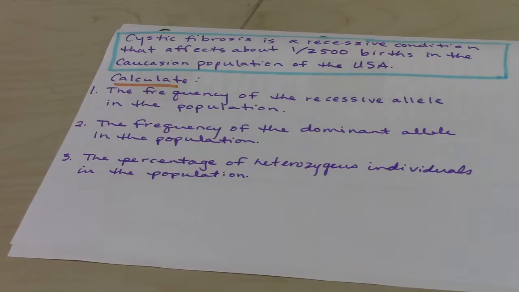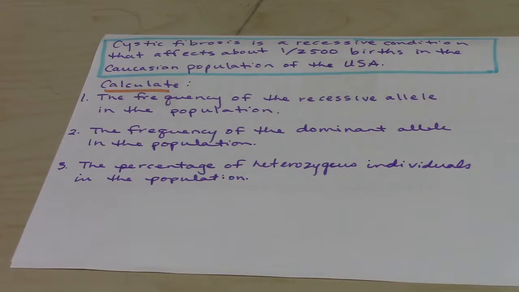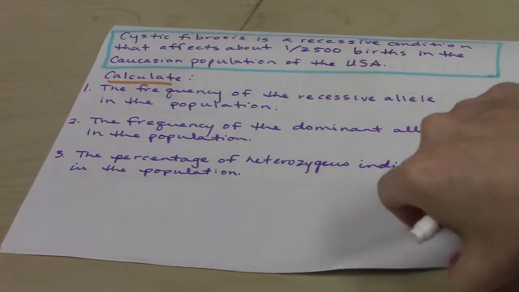So here's a quick practice problem. Cystic fibrosis is a recessive condition that affects about 1 in 2,500 births in the Caucasian population of the United States. Now this problem wants us to calculate the frequency of the recessive allele, the frequency of the dominant allele, and the percentage of heterozygous individuals in the population. All right, let's try and do that together.